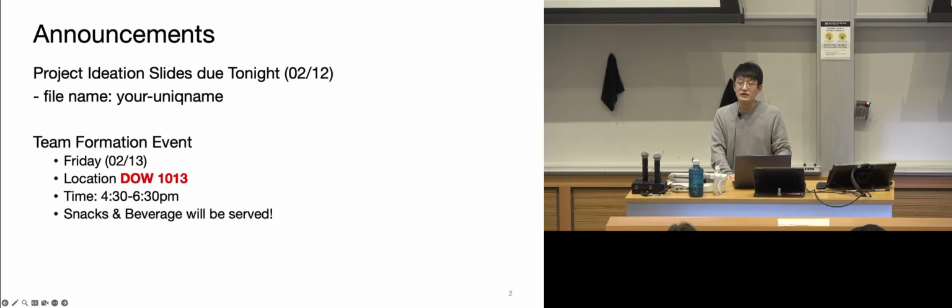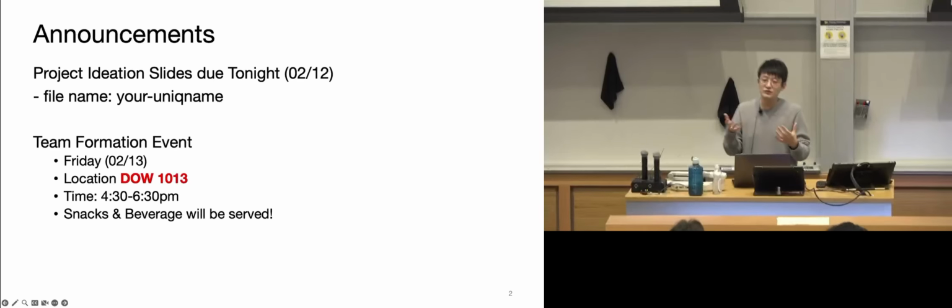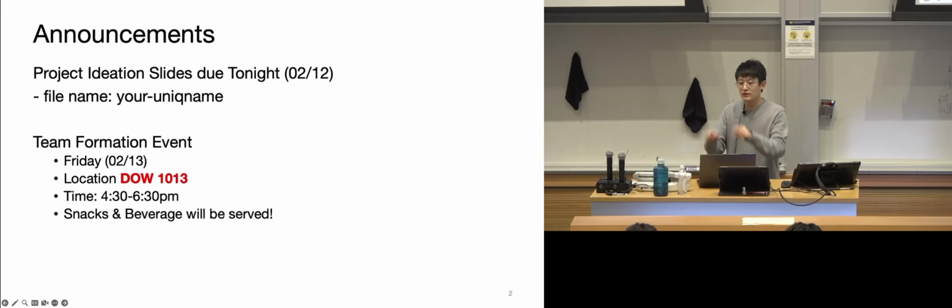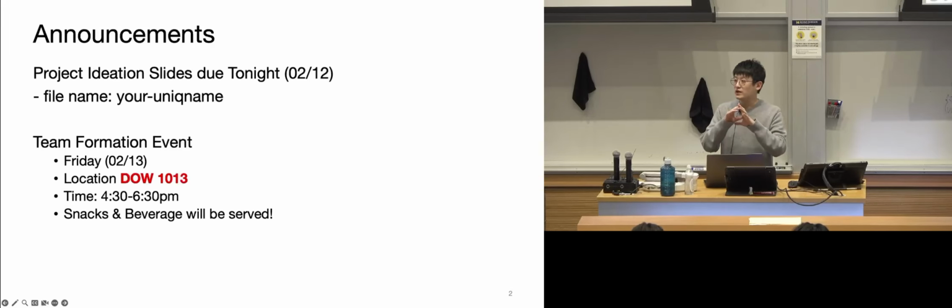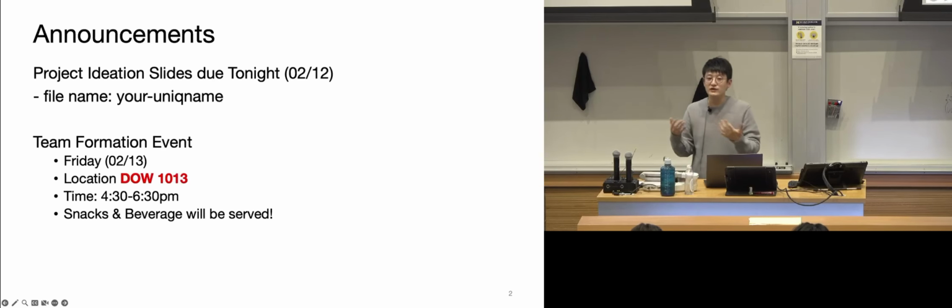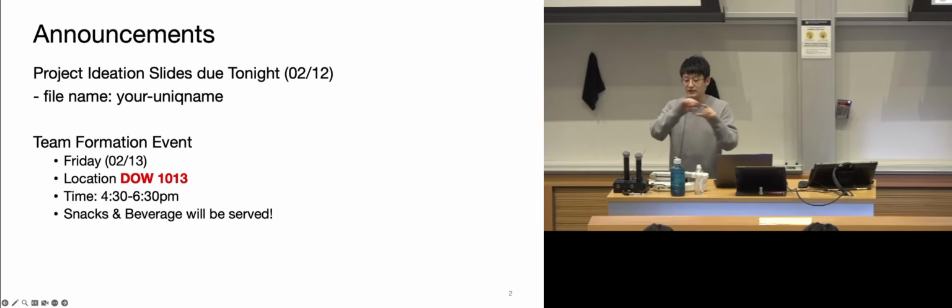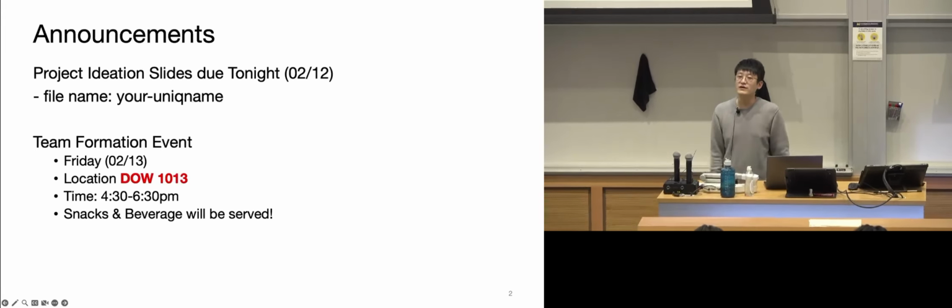And for those who already have groups, still try to show up. It's a good chance to present your ideas and yourself to the class. And if you form a group of 4 or 5, you can leave the event earlier. We will make a Google spreadsheet to keep track of all the teams that have already been formed. So if you have a team formed, or form one during the event, come talk to us. We will take the record, and then you can leave the event early.